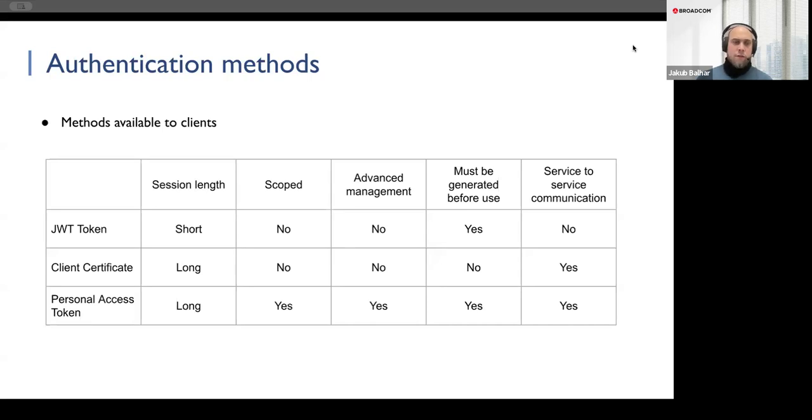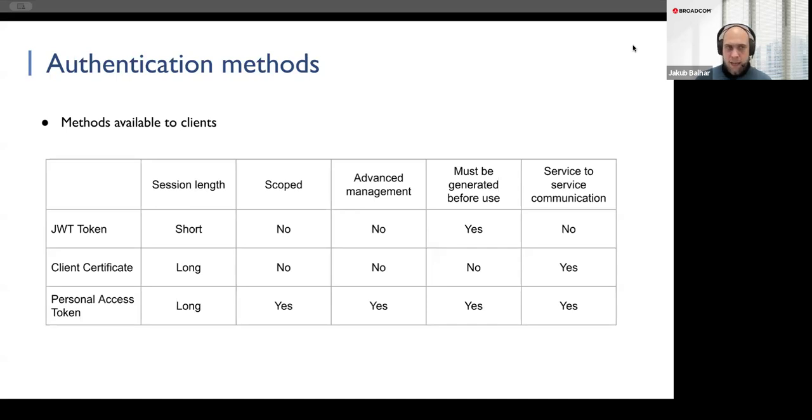You can have your client certificates. It's usually issued by your IT department. Or you can ask the API mediation layer through its APIs to generate the personal access token. There are some differences between them. First, JWT tokens are rather short-lived and they are usually used in the web browser environments. They must be generated before every use and they are not very good for service-to-service authentication.